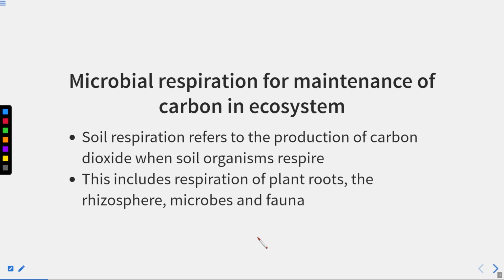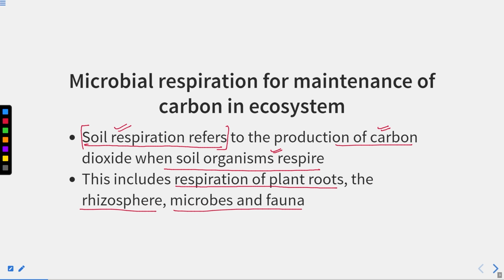So the first thing, microbial respiration for maintenance of carbon in the ecosystem. Soil respiration refers to the production of carbon dioxide when soil organisms respire. So soil respiration refers to the production of carbon dioxide by the respiration that takes place by the microbes present in the soil. They produce carbon dioxide when soil microorganisms or any other soil organisms respire, right? And this includes the respiration of plant roots, the rhizosphere, microbes and fauna.